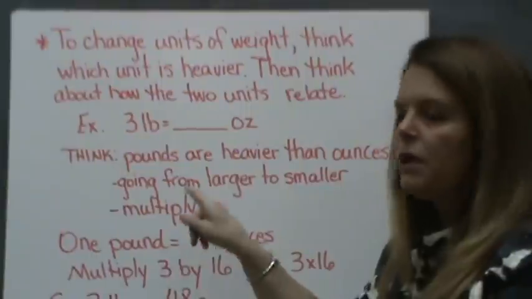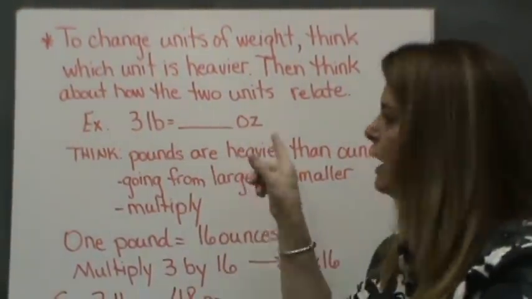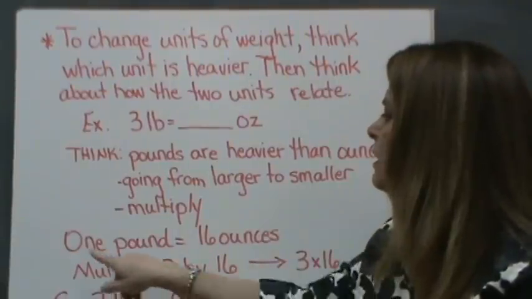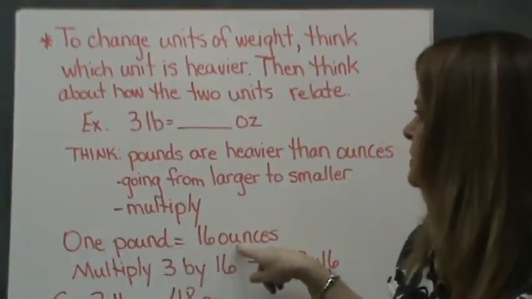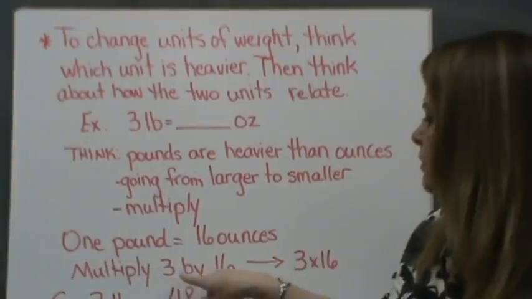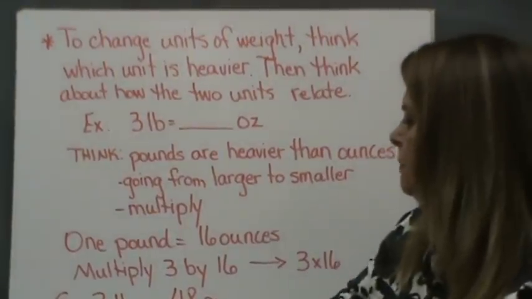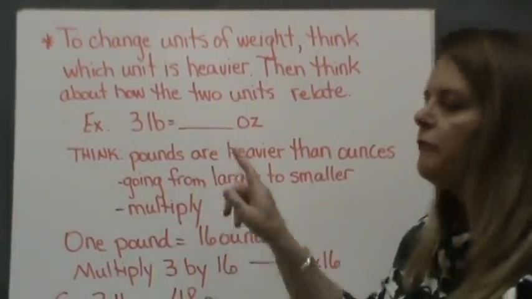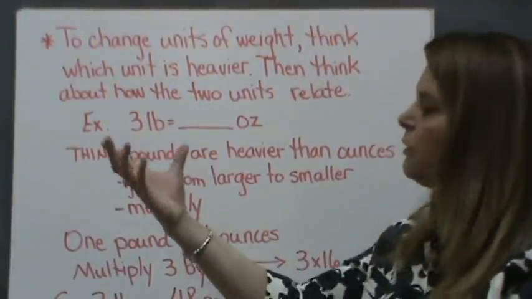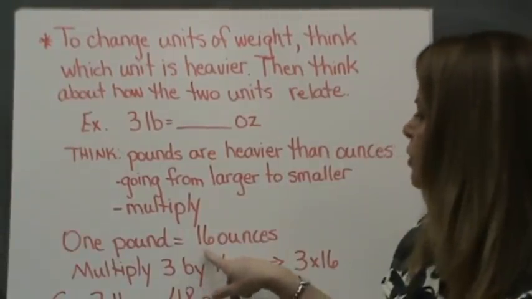I need to multiply because it's going to take more ounces. I have 3 pounds and I'm going to have a lot more than 3 ounces, so I'm going to have to multiply. Well, I know that 1 pound equals 16 ounces, so I need to multiply 3 by 16. And so I know that 3 pounds equals 48 ounces. So when I go from bigger to smaller, I have to multiply and I have to know my units.